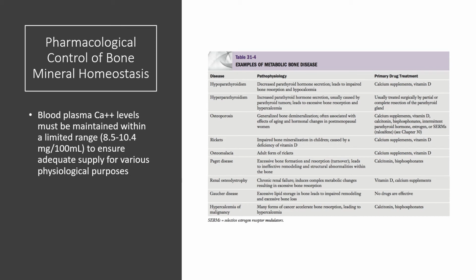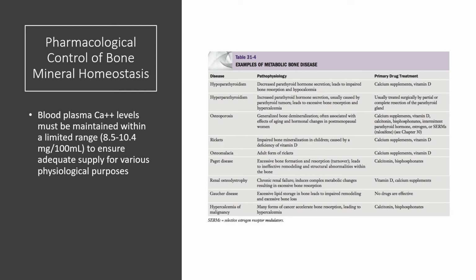So it's really important to maintain an appropriate level of blood plasma calcium. You don't have to memorize this range, 8.5 to 10.4 milligrams per 100 milliliters, but just know that the blood plasma calcium has to be maintained within a normal physiological range for physiological events and homeostasis to occur.